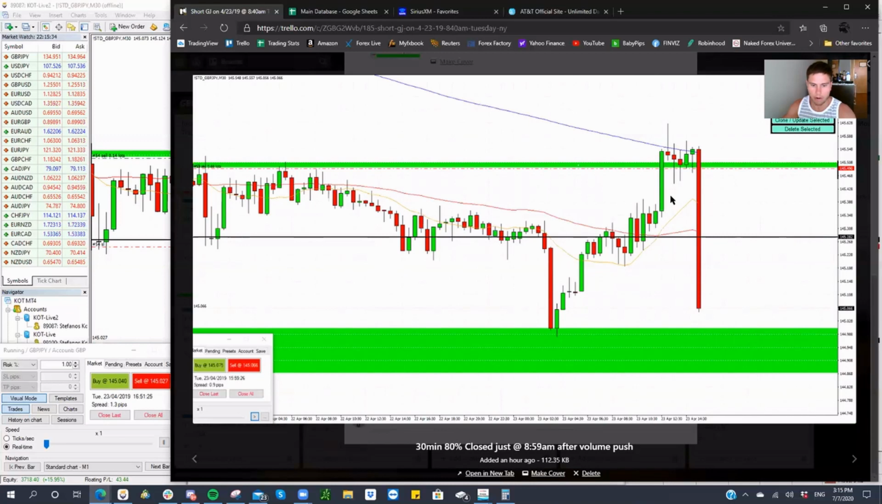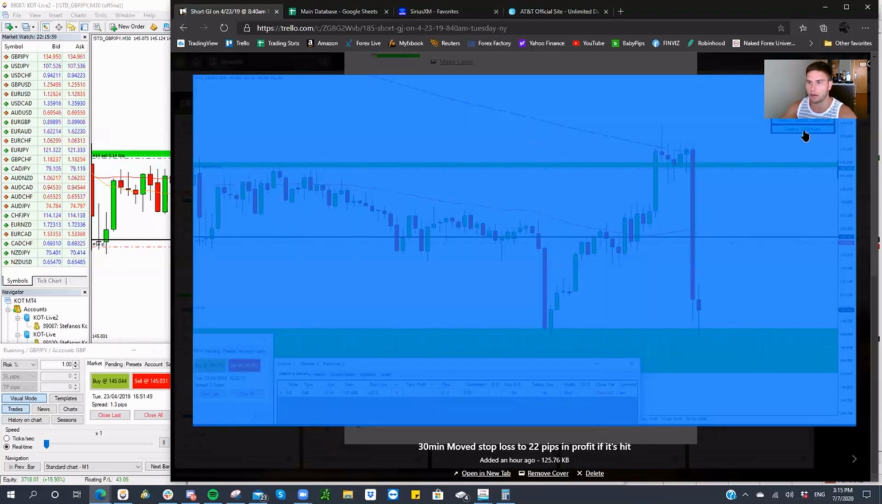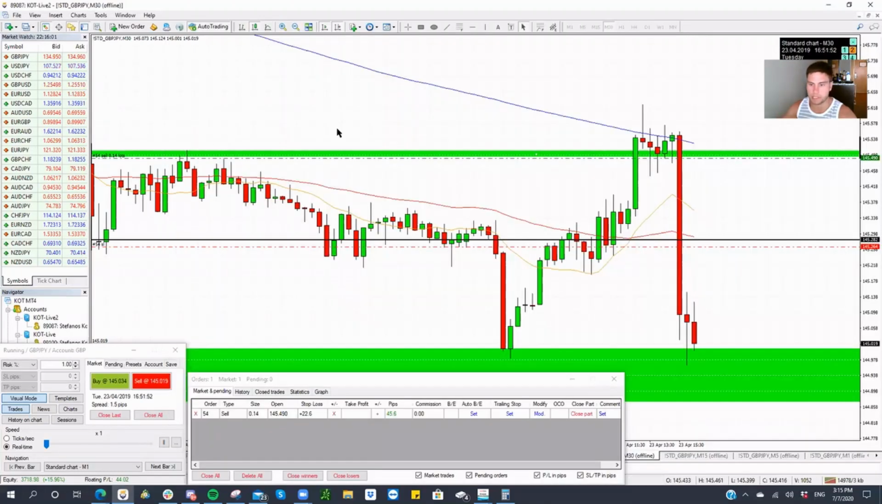So now I have 20% as a runner, and I end up moving this stop loss that was up here at break even. I move that down to 21, 22 pips in profit. Now, price is actually at 41 pips in profit right now on this chart right here, and it's after 9 a.m. So it's 9:03 right here. So those are all the pictures I have right now for this trade, because I'm still in it. Price is still running.